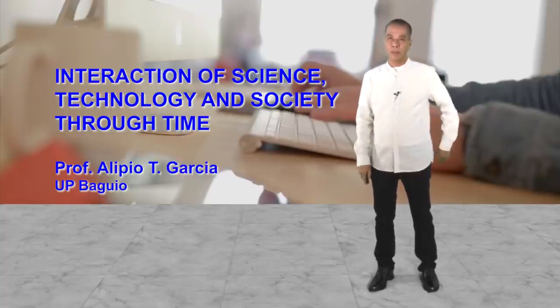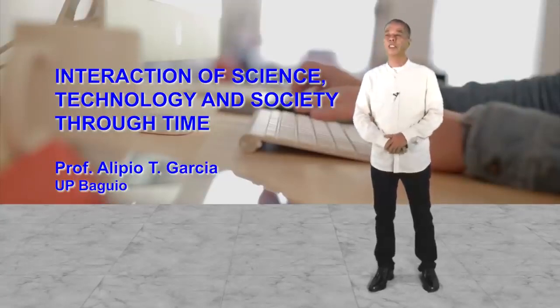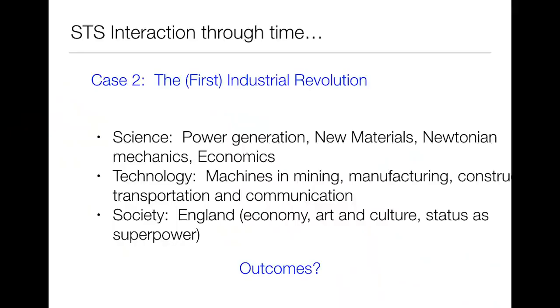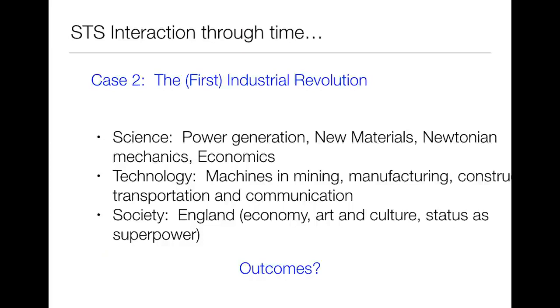The technology involved during the First Industrial Revolution are machines. Machines that we used in mining, in manufacturing. Manufacturing refers to a replacement of the putting out method, the manual labor-based manufacturing, to a machine-based manufacturing. We also use machines for construction, transportation, particularly in the development of the railway systems, and modern communication. And of course, the society that we are referring to in this particular era would be the English society, its economy, its status as a superpower in the world, and its art and culture.